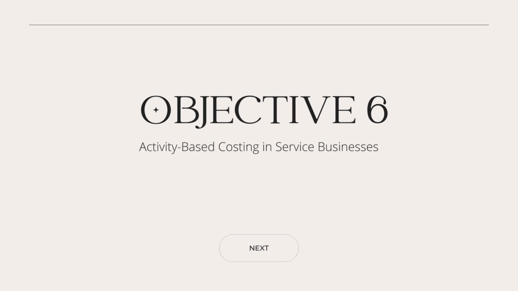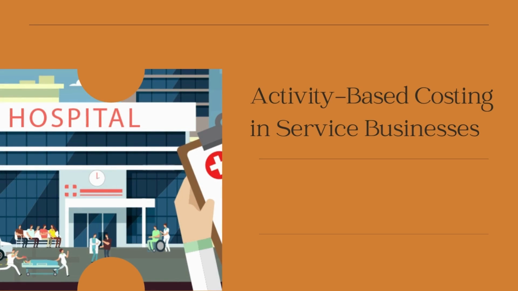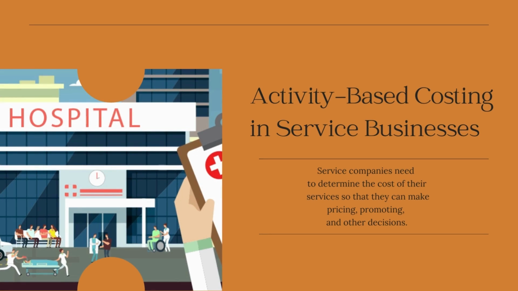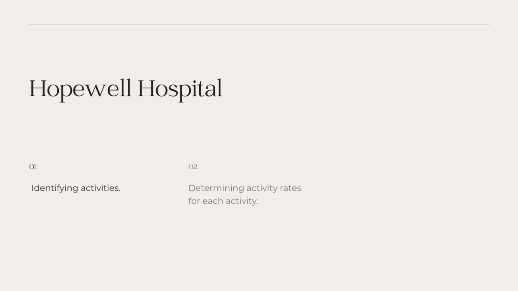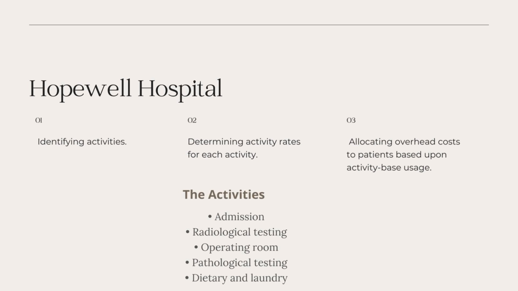Objective number 6, activity-based costing and service businesses. Service companies need to determine the cost of their services so that they can make pricing, promoting, and other decisions. To illustrate, assume that Hopewell Hospital uses activity-based costing to allocate hospital overhead to patients. Hopewell applies activity-based costing as follows. 1. Identifying activities. 2. Determining activity rates for each activity. And 3. Allocating overhead cost to patients based upon activity-based usage.